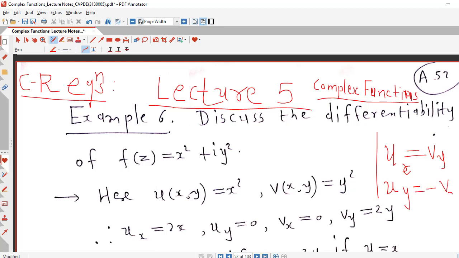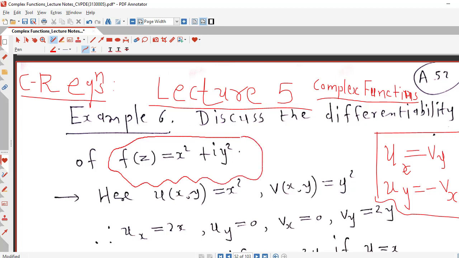So if we can show that at some point these two equations are satisfied and all these partial derivatives are continuous at that point, then the given function f of z equal to u plus iv is differentiable at that point. So today we are going to discuss some more examples on differentiability of a complex function using Cauchy-Riemann equations. First we consider this function f of z equal to x square plus iy square. We want to discuss the differentiability of this function using Cauchy-Riemann equations.